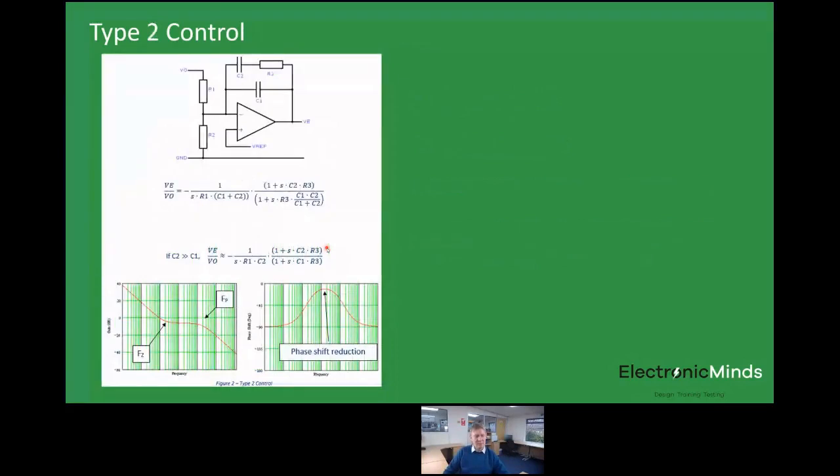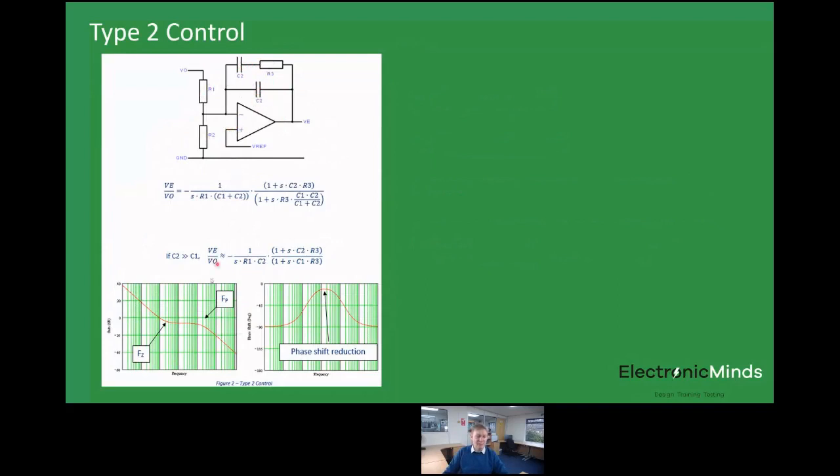Type 2 control, we still have the same pole at DC, so you can see here the gain characteristic is increasing as we approach DC, but we've got an additional 0 and a pole now in our characteristic. And the way we implement that in a real circuit is here. We've got the same op-amp circuit, but we put an additional capacitor and resistor in parallel with C1 here.